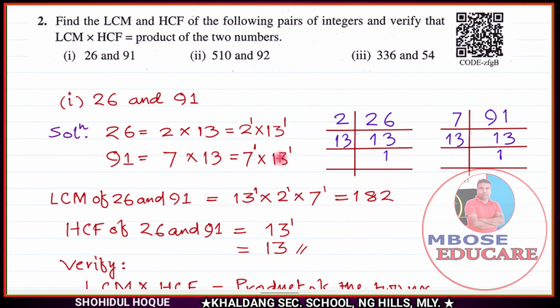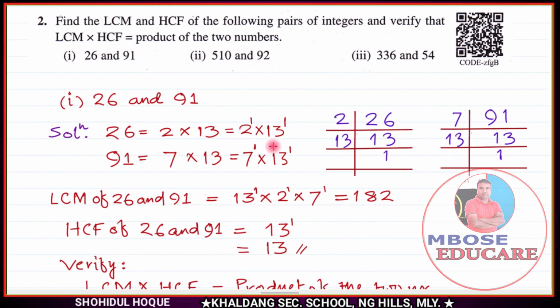Now let us write the LCM of 26 and 91. First of all, we have to check which factor is common in both, and out of the common factors, we have to write the highest power. See, 13 is in both. 13 is present in 26, and 13 is present in the prime factors of 91 also. So this 13 is common in both numbers 26 and 91, and we shall write this 13 to the power 1.